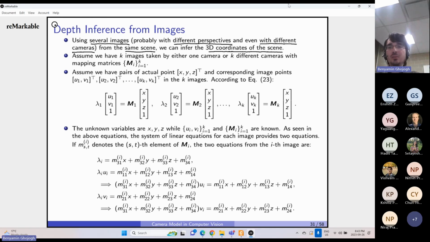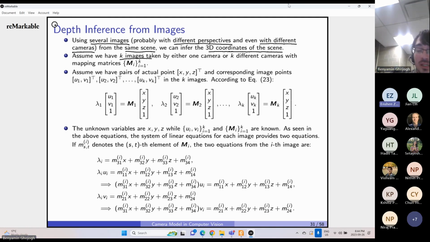So you have a bunch of 2D images. You can infer the 3D coordinates of that object. Okay, how do we do that? Assume we have K images. Yes. Is this something related to the Google open source library called MediaPipe? Is this something like using the 2D image to get a 3D interpretation?